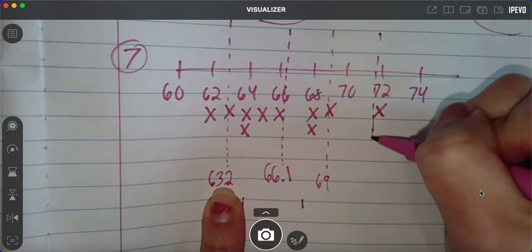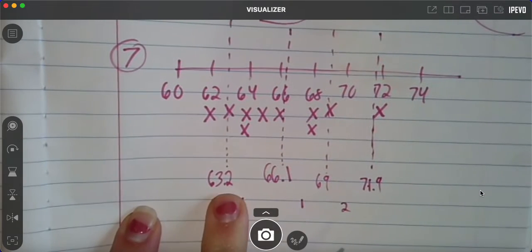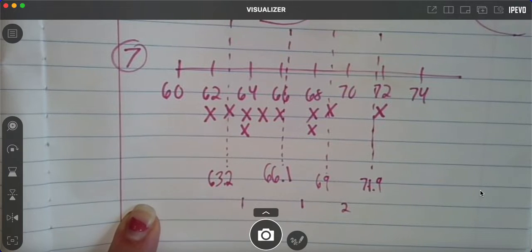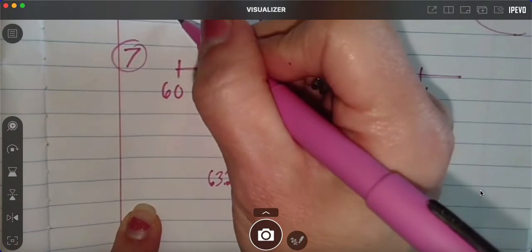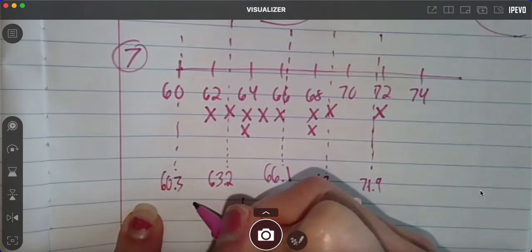71.9. That's right here. Okay, that was 2 standard deviations. Now what was 63.2 minus 2.9? 60.3, about right there. Okay.